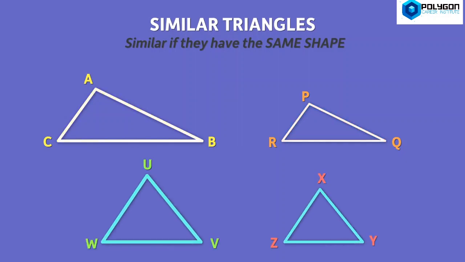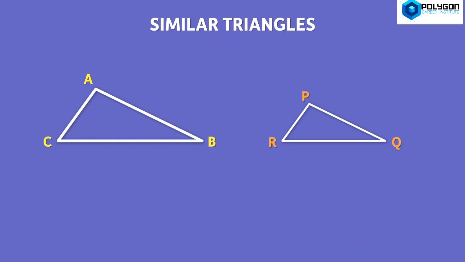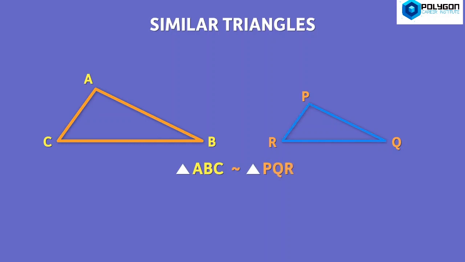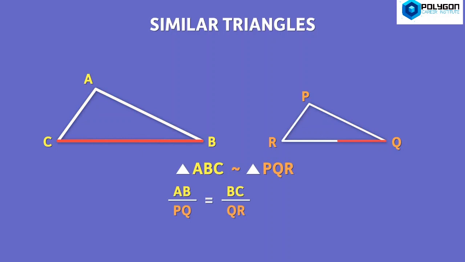What's so special about similar triangles? When two triangles are similar, then the ratios of their corresponding sides are equal. For instance, here triangle ABC and triangle PQR are similar, so AB/PQ is equal to BC/QR is equal to AC/PR. And this fact is going to help us derive the mirror equation.